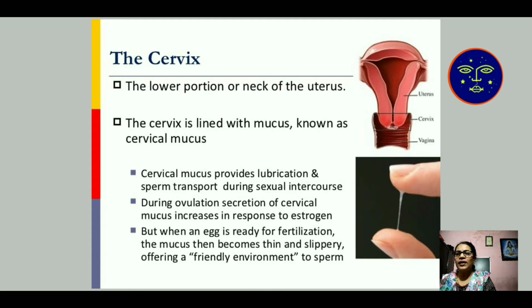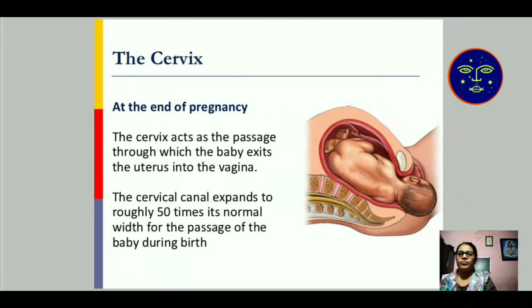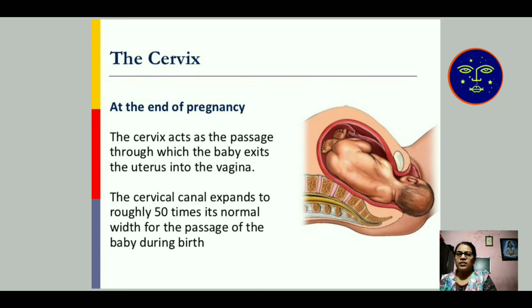The cervix is lined with mucus known as cervical mucus, and the cervical mucus provides lubrication and sperm transport during sexual intercourse. During the ovulation period, secretion of cervical mucus increases in response to estrogen production. When the egg is ready for fertilization, the mucus becomes thin and slippery, offering a friendly environment to sperm. This is the cervix structure.